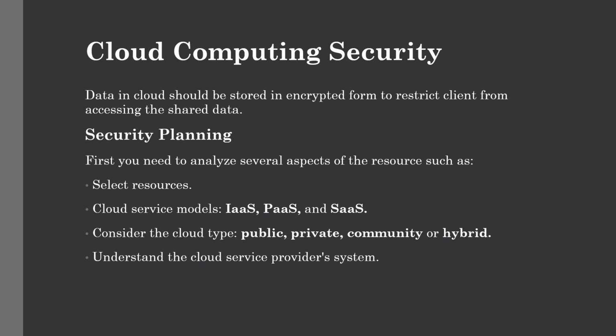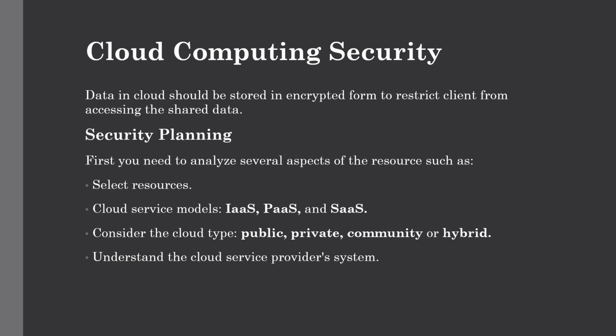Before deploying a particular resource to the cloud, we should know and analyze several aspects of the resources, which I have given here. The first one, which is very important, is that you have to select the resources that need to be moved to the cloud, and analyze their sensitivity to risk. If the data is not that sensitive or confidential, then you can easily choose to upload it to the cloud. The next one is to consider the different service models in cloud computing, which we discussed in the previous lectures, such as infrastructure as a service, platform as a service, and software as a service.